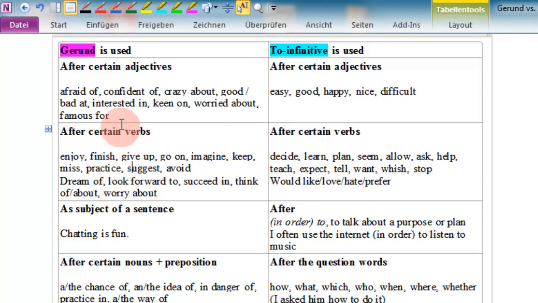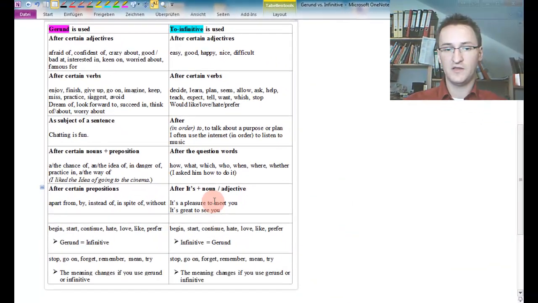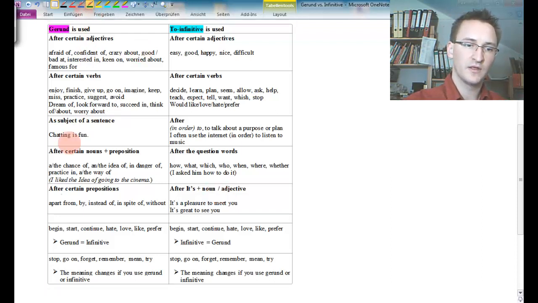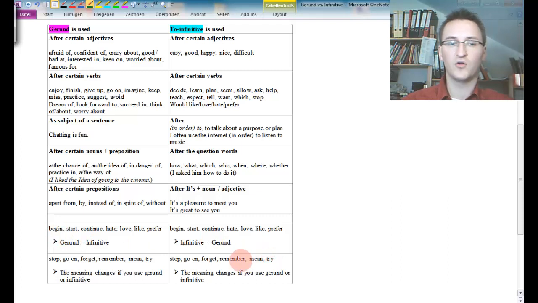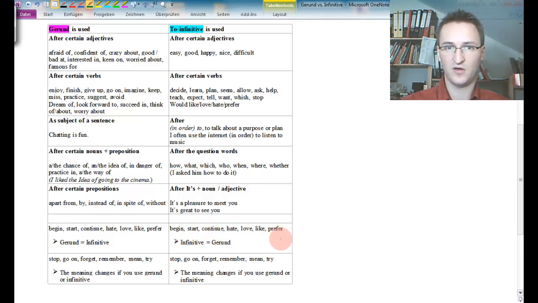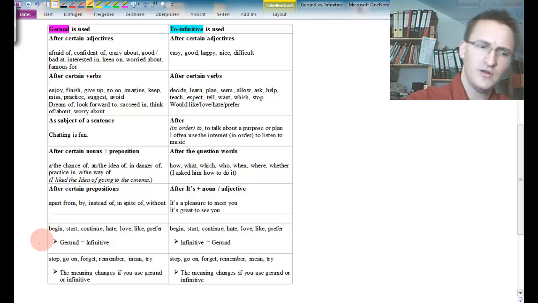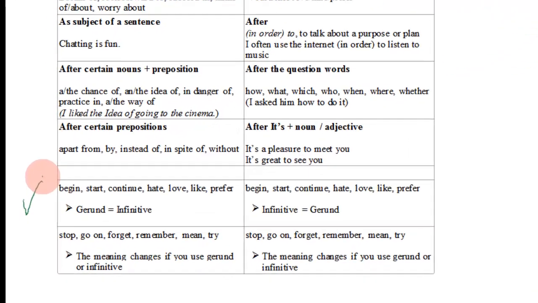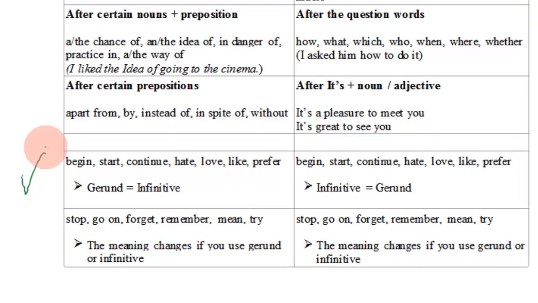So, just remember, on the left side, you need to use the gerund. On the right side here, you need the infinitive. However, there is a slight problem that you should be aware of. Let's take a look at the words down here. Begin, start, continue, hate, love, like, prefer. These words appear both on the gerund side and on the infinitive side. So, here, actually, it doesn't matter whether we use the gerund or the infinitive. That's really easy for us. I began to study. I began studying. Both works.